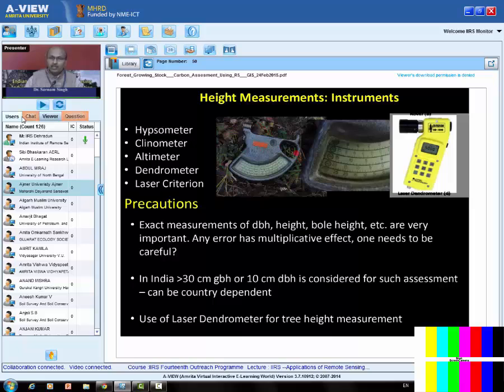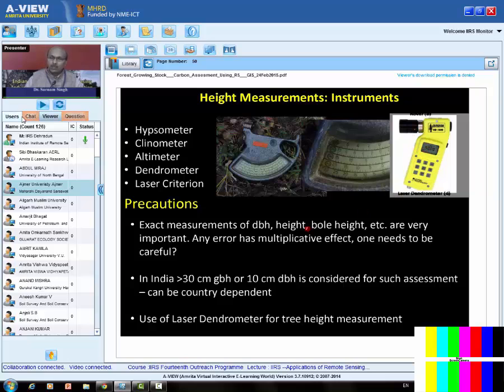These are the instruments. The left side is called a hypsometer, which is manually operated. It's a very good instrument, very stable, and works in all conditions. This is the same thing zoomed in. You have the different markings here for different distances. And this is a dendrometer, which is digital and can give height accuracy in centimeters.